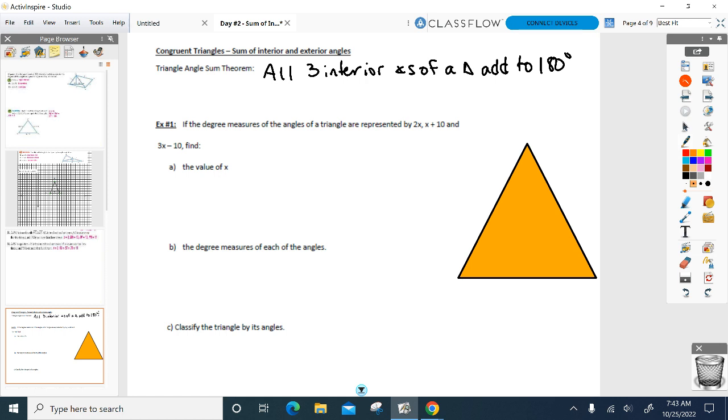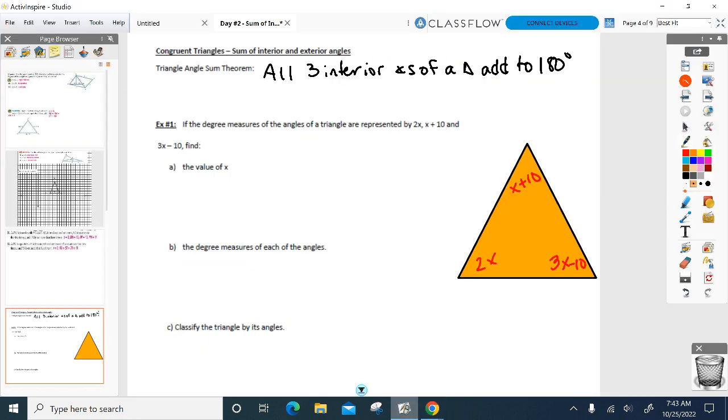One of my angles is 2x. Second angle, x plus 10. Third angle, 3x minus 10. So those are my three angles right now. And I'm asking, what's the value of x? Do you know any of these angles are congruent? So don't assume that. Don't write that down. It's not there. I do have all three angles, so I'm going to ask somebody right now, come up with an equation to solve for x.